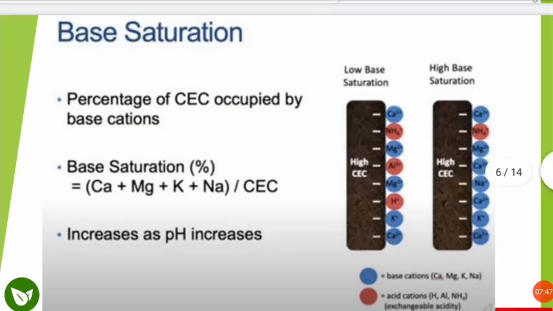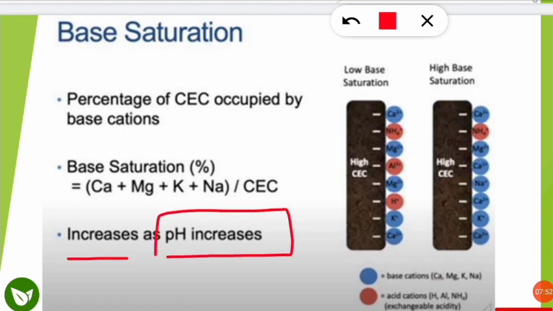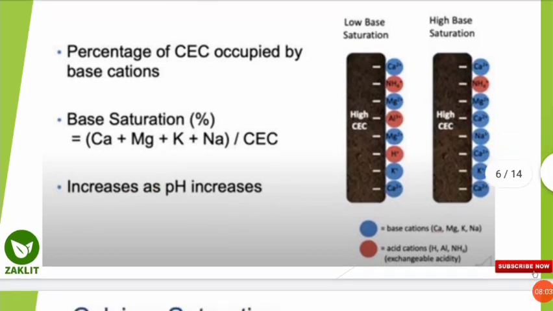But here actually the base saturation increases as the pH increases. So it is very basic. pH increases means it is going beyond 7. That means it is going into the alkaline range, 8 to 14. That's why the base saturation increases as the pH of the soil increases.